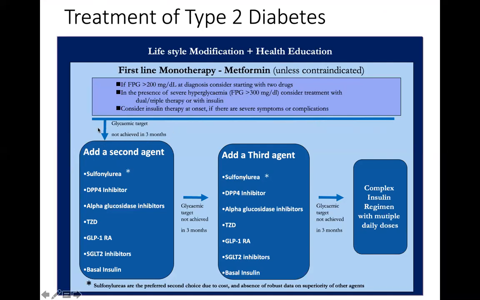And if the glucose is not controlled, you start a second agent. In Sri Lanka, we say sulfonylureas are the preferred second choice because of the cost, but any of these agents can be used, including basal insulin. Adding a third agent: if 2 drugs didn't work, you can add a third agent. If 3 drugs don't work, you could go to single dose insulin or multiple daily dose insulin therapy.